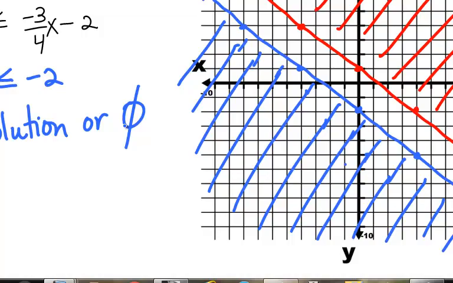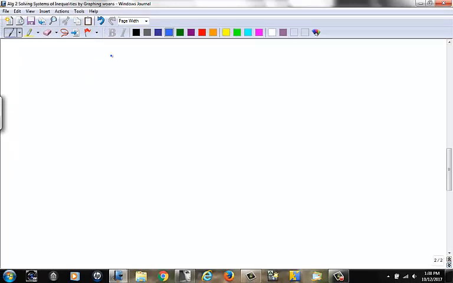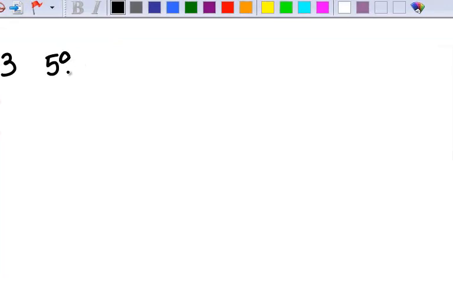Okay, but what I want to do right now is I want to go to a couple of problems out of the book. I need you to go to page 143 in your book. Number 59 first. 143, number 59. It's up at the top of the page.